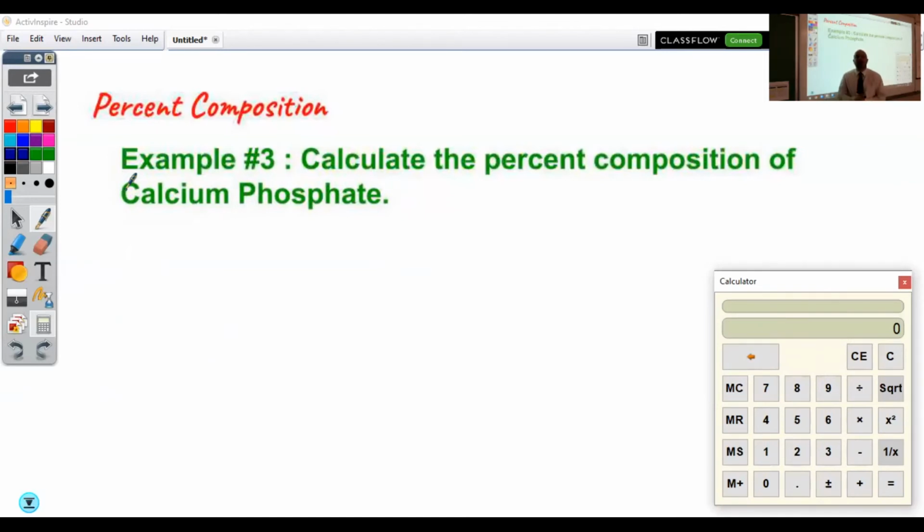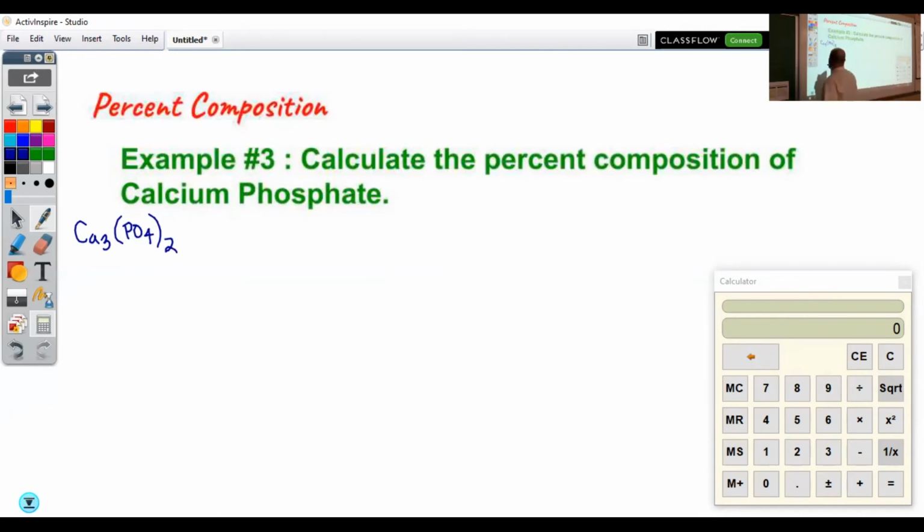Okay, let's look at our third example. Our third example is calcium phosphate. I think you'll agree that the hardest part of completing these problems is actually making sure that we have the right chemical formula. So for calcium phosphate, the correct formula is Ca3(PO4)2, with the PO4 in parentheses and a 2 outside of the parentheses.